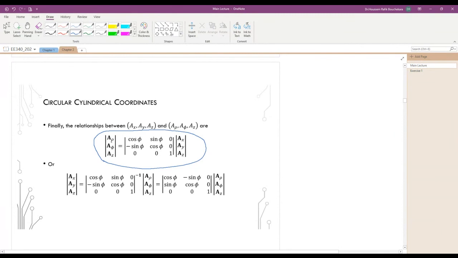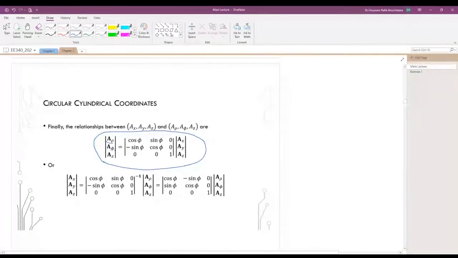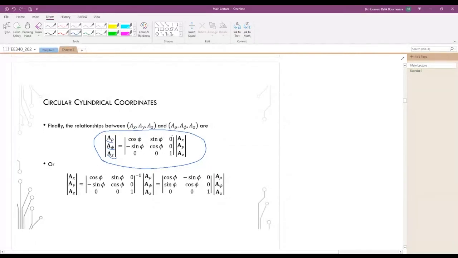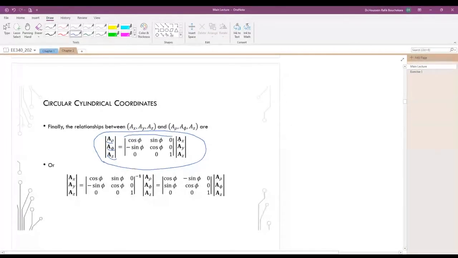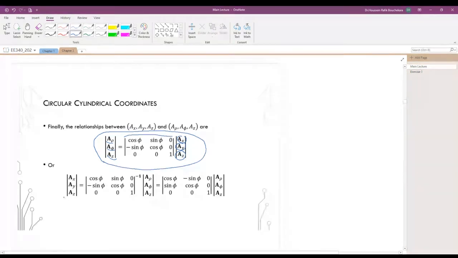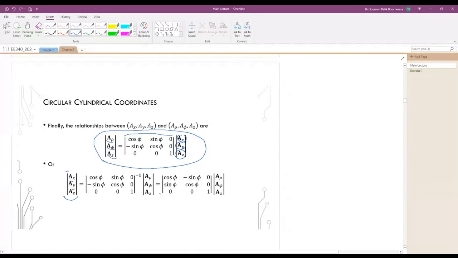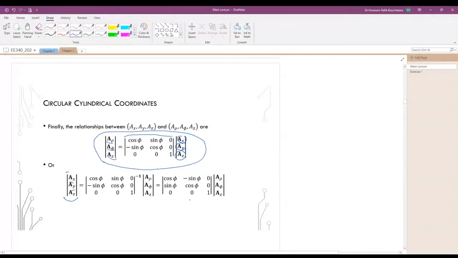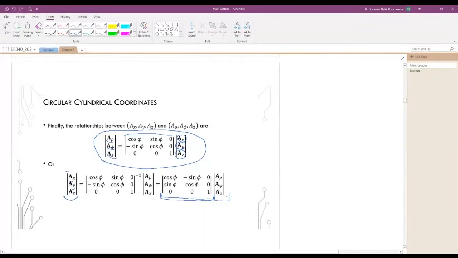Okay, this is for the general form. For any vector, to find its components in the cylindrical system, you have to use this matrix and multiply by the vector components in the Cartesian. And the same thing, guys, if you want to determine the Cartesian coordinates, you have to use this matrix and the components of the vector in the cylindrical coordinate system.